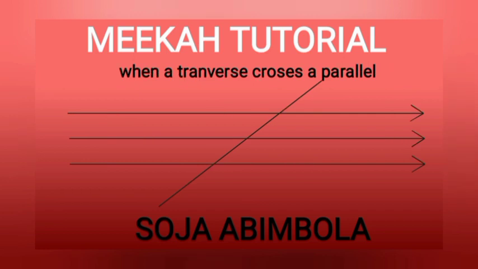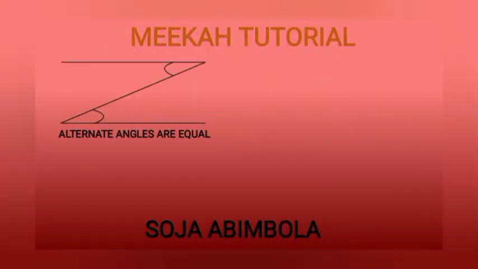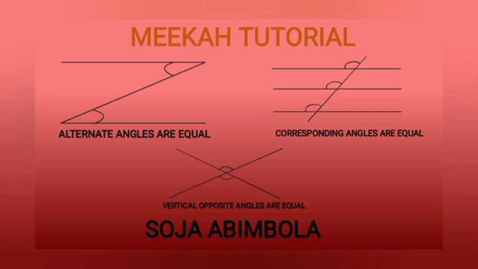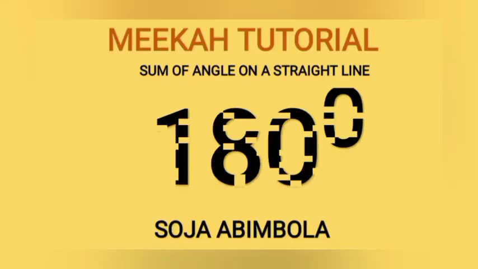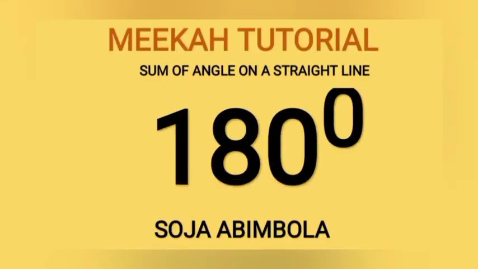When you travel across a parallel line, alternate angles are equal, corresponding angles are equal, and vertical opposite angles are equal. The sum of angles on a straight line is 180 degrees.